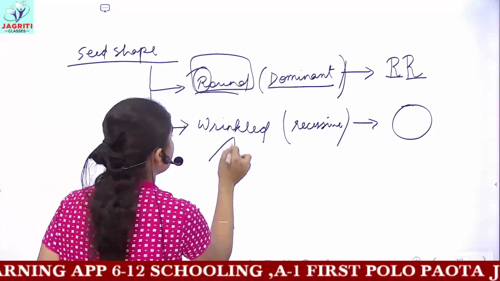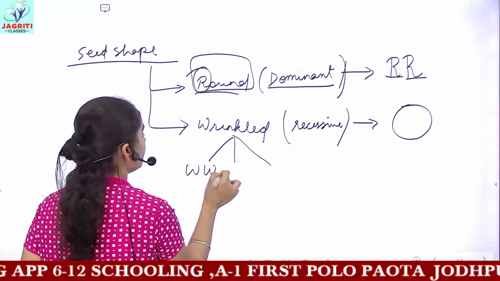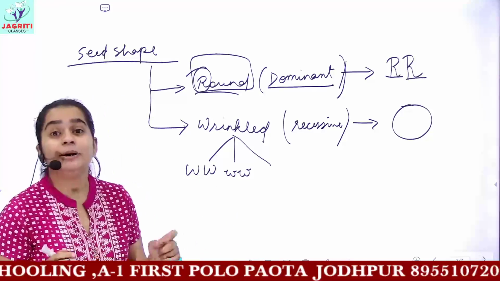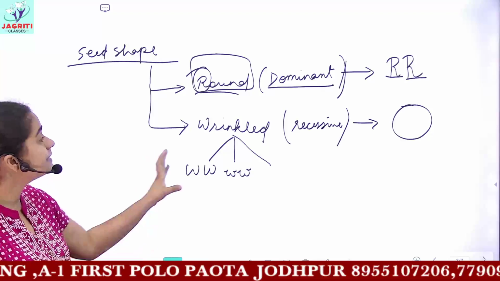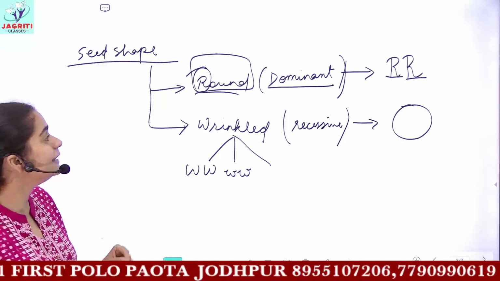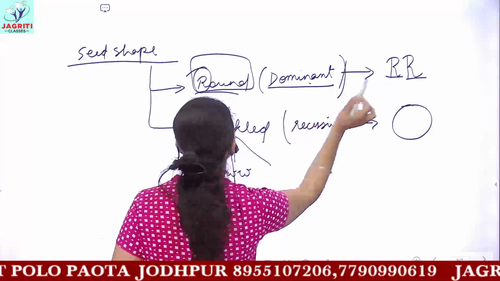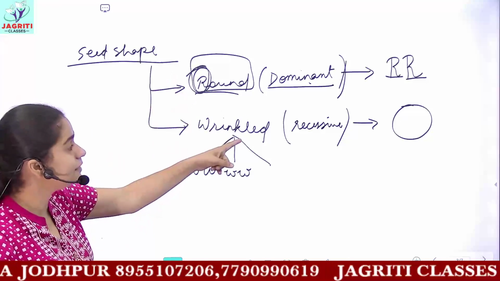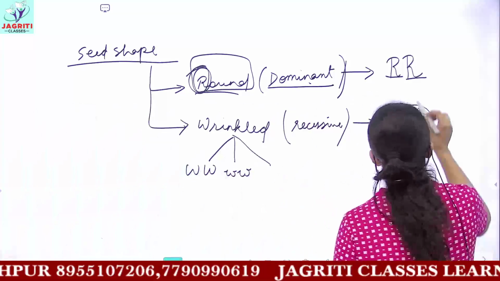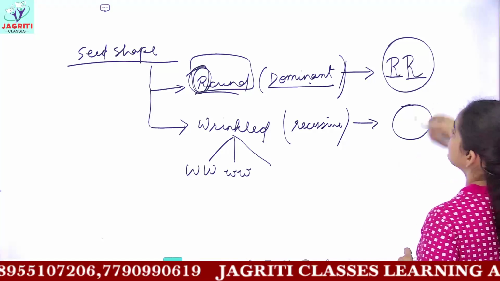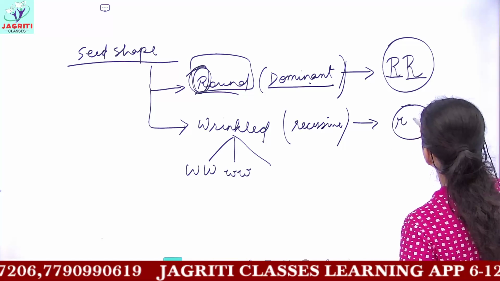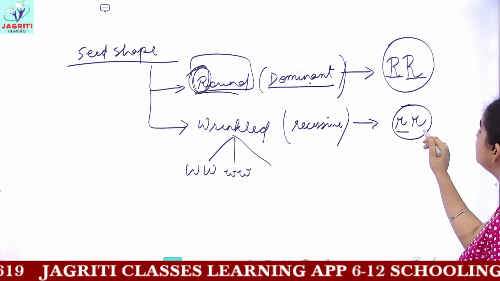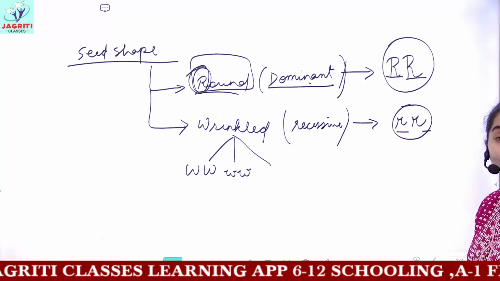Okay, you can say that we can write capital W, or we can write small w, anything can be written. But what is the concept? What is correct to write here? So we said that the dominant trait is represented by the first letter of the trait, whereas the recessive trait is represented by the same letter as the dominant but in smaller form. So for wrinkled, the correct would be to write small r and small r.